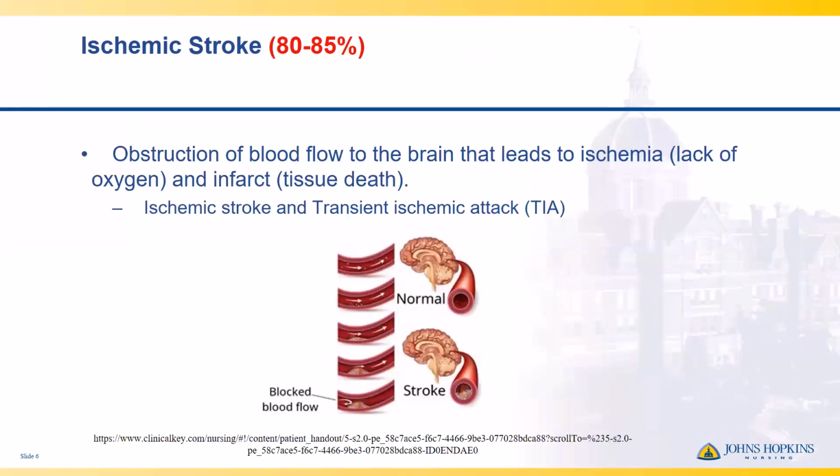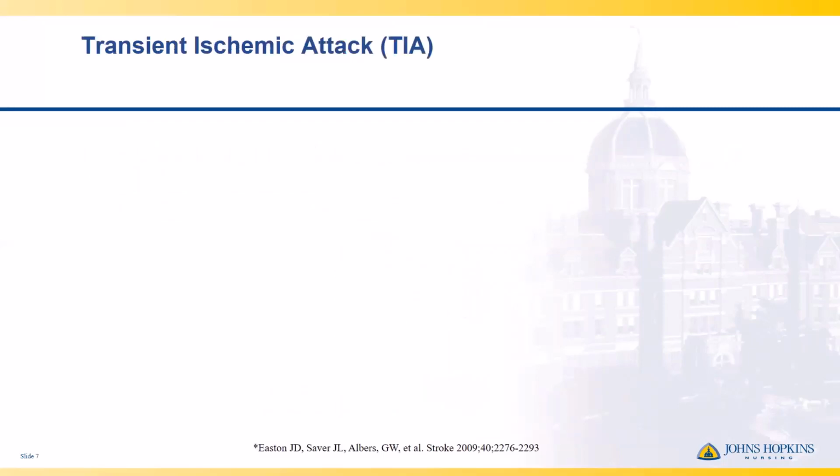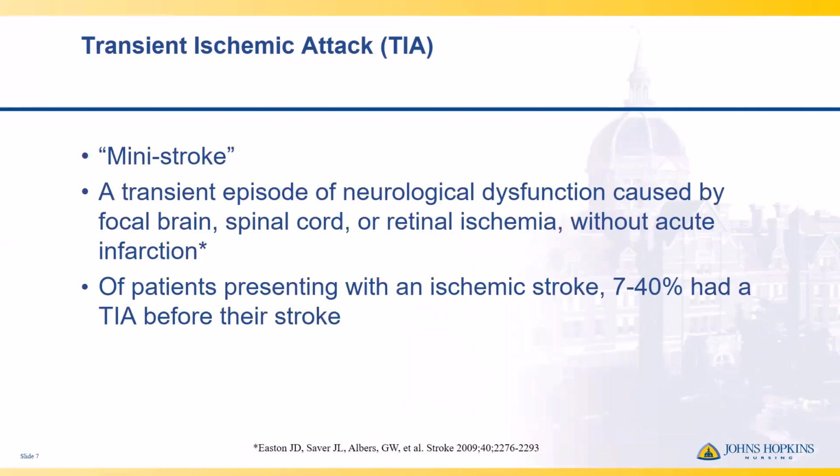So ischemic strokes, accounting for 80 to 85% of strokes, are obstructions of blood flow to the brain that lead to ischemia, which is lack of oxygen, and a cerebral infarct, which is tissue death. This involves both ischemic strokes and transient ischemic attacks. And we can see here in the picture how the blocked flow, very much like if you have piping in your house and you have a blockage, doesn't get through, and thus both blood and oxygen don't get to all your brain cells.